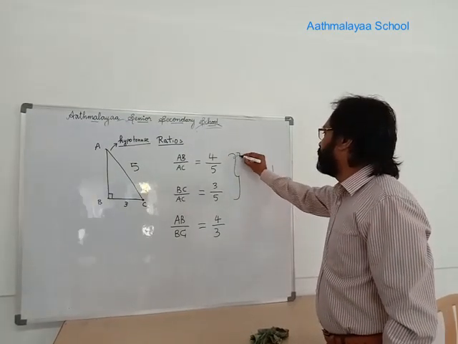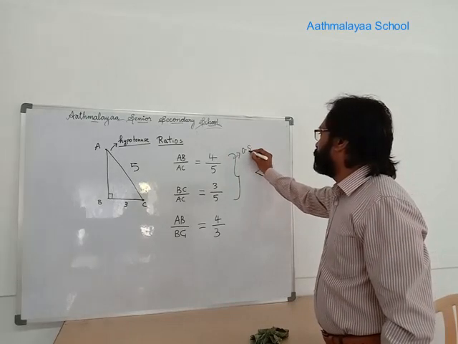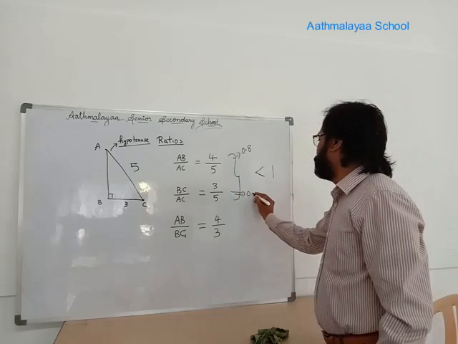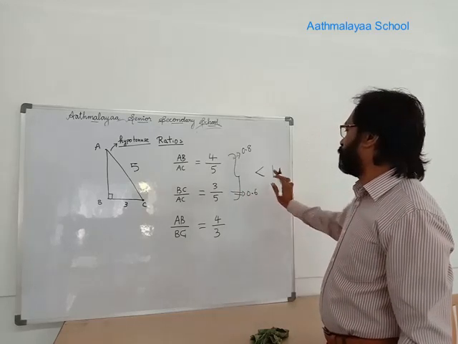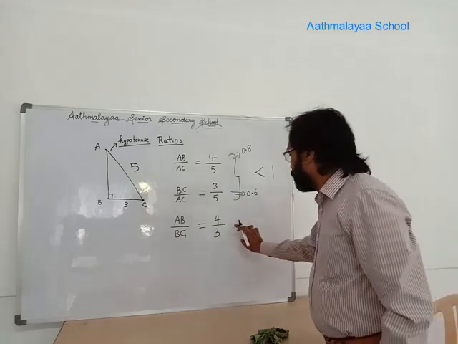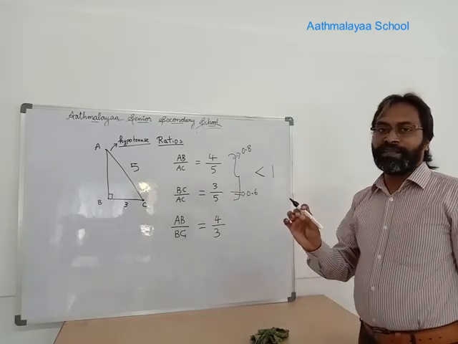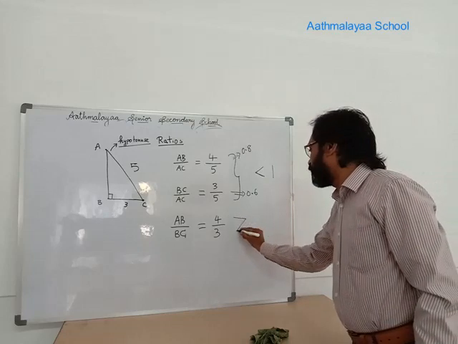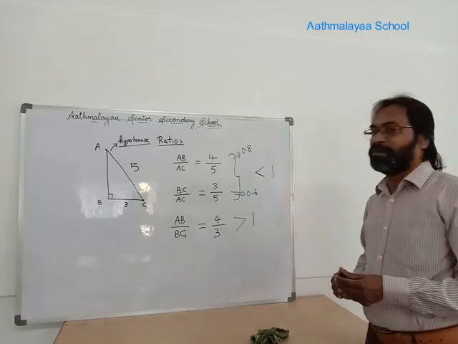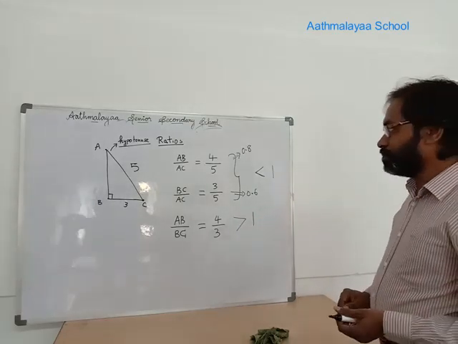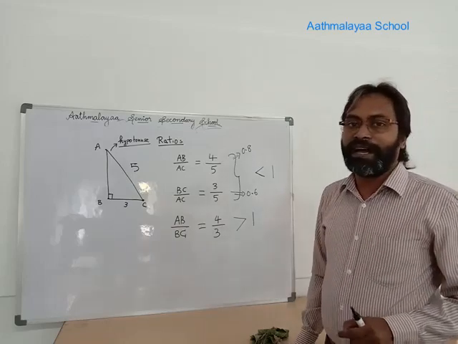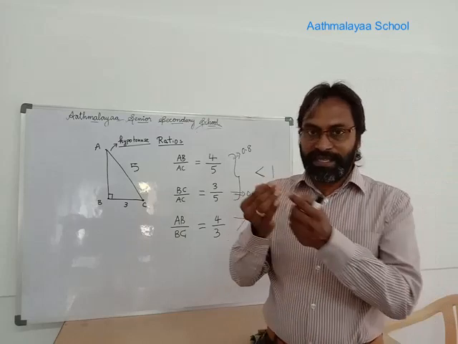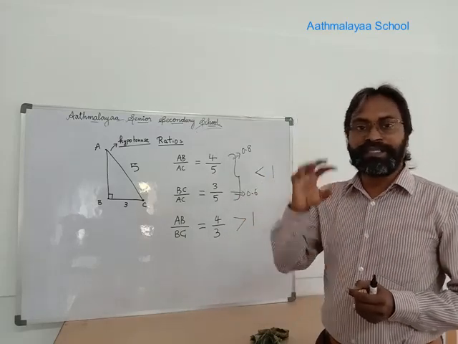If you see it in decimal, you know that 4 by 5 is 0.8 and this is 0.6, which is less than 1. The third ratio is 1.333 and goes on. It is greater than 1. So, in trigonometry, we have ratios in two categories. One lesser than 1, the other greater than 1.